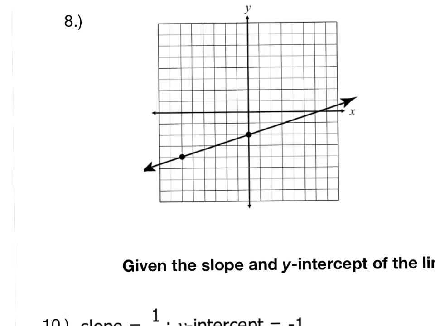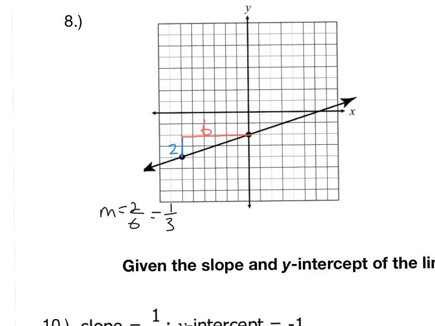So if you look at this line, it looks like our rise, we're going up 2, and our run, we're going to the right 5. No, I'm sorry, that's 6. We went to the right 6. So our rise is 2, our run is 6. It's positive slope. So your slope is going to be 2 over 6, which simplifies to 1/3.